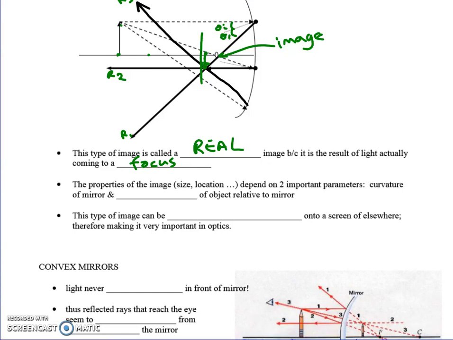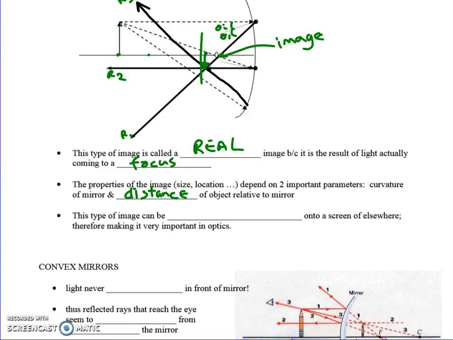All right, in other words, how big is it, where is it, etc. Depend on 2 important parameters. The curvature of the mirror, so if we change the curvature of the mirror, the image will form elsewhere, and the distance of the object relative to the mirror.